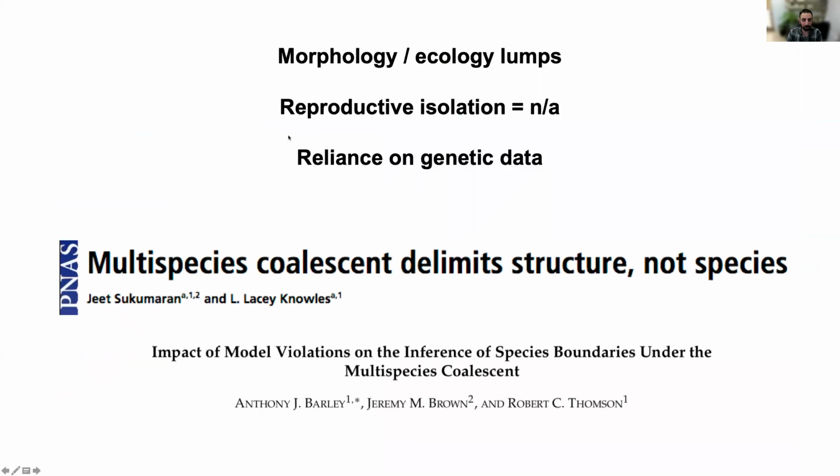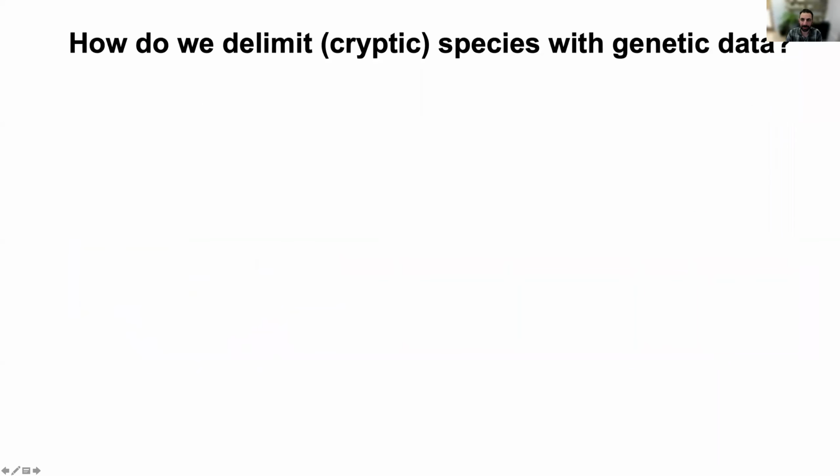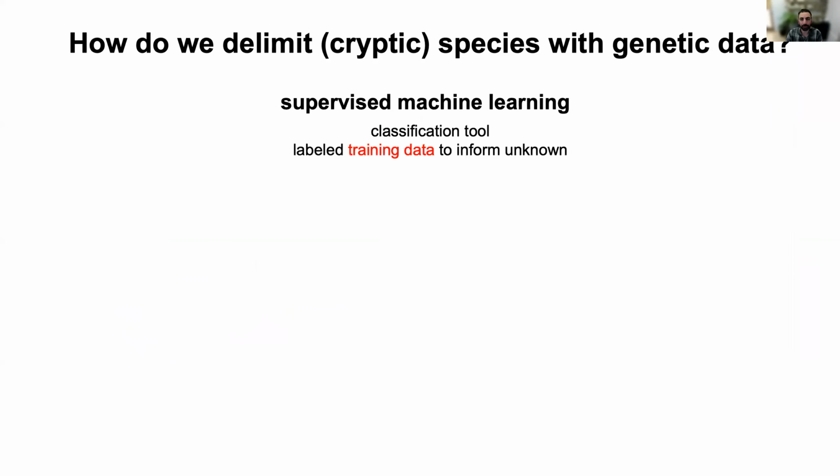However, there's an issue when we're trying to delimit with genetic data in that many of these programs will actually overestimate the number of species because they are in fact delimiting population genetic structure and not species. And this is a common issue that has been demonstrated many times across all sorts of arthropods, also vertebrates and plants. So this is well known. So now the question is, how can we delimit cryptic species using genetic data? And the approach I attempt here is to use supervised machine learning.